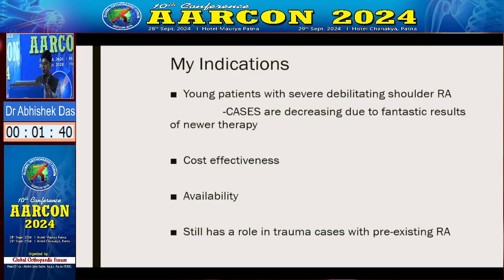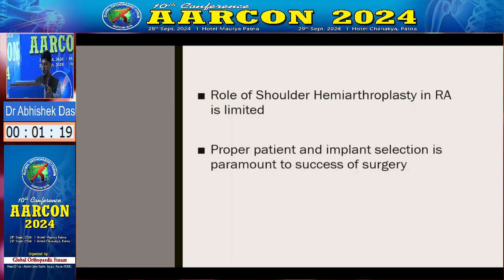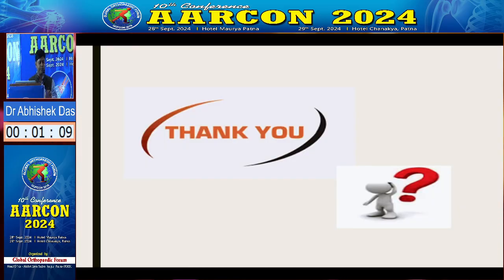I still feel that it has a role in trauma cases with pre-existing rheumatoid arthritis, and in all these cases, potentially intra-op decision is the best, where you look at the rotator cuff and you decide for yourself whether you want to do a hemi or a reverse shoulder arthroplasty. Role of shoulder hemiarthroplasty in rheumatoid arthritis is limited. Proper patient and implant selection is paramount to success of surgery, and appropriate patient counseling regarding functional outcome is very, very important. Thank you.